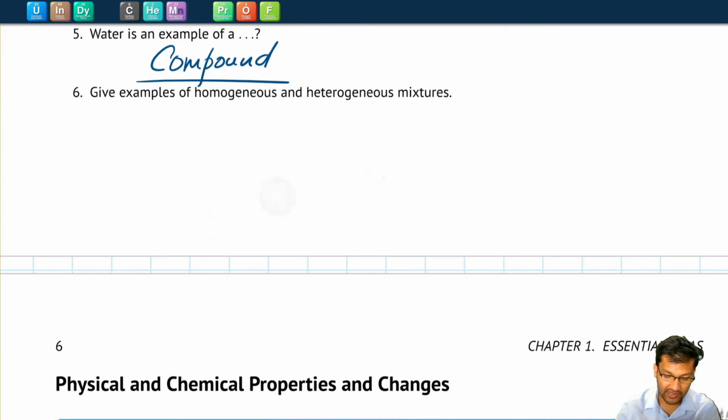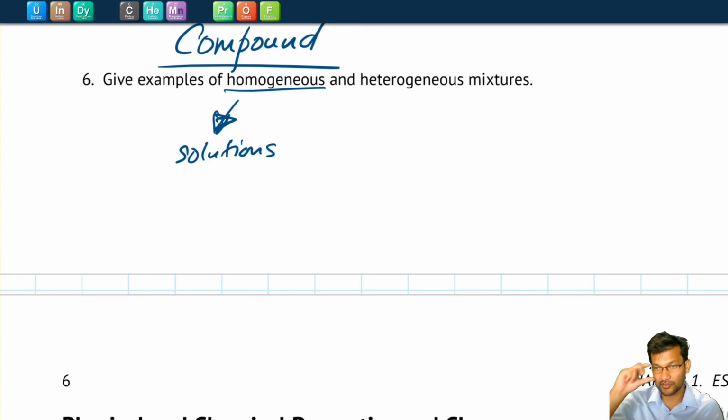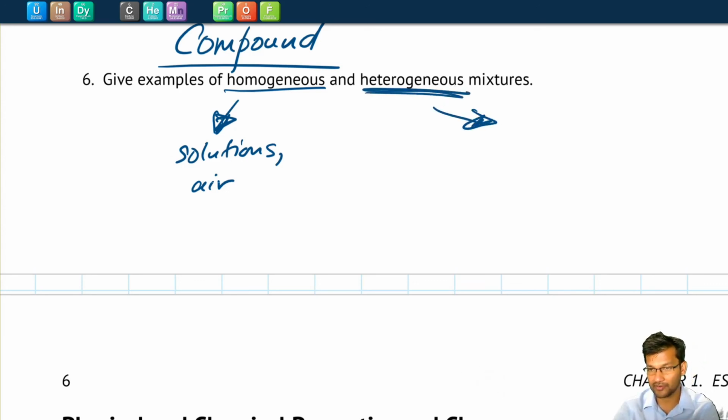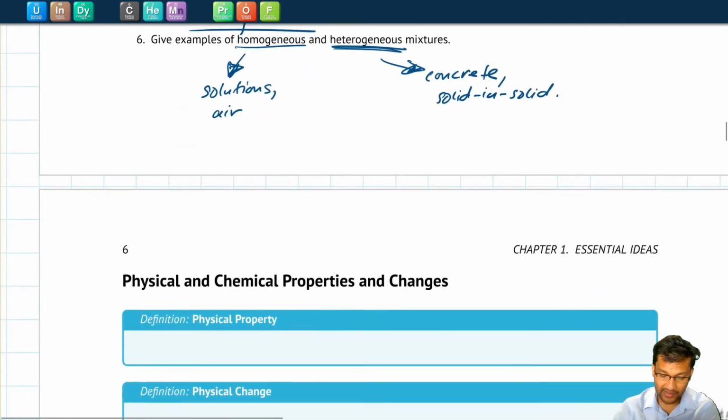And finally, for homogeneous and heterogeneous mixtures, we talked about how homogeneous mixtures are solutions, and so you can think of any number of solutions, salt solutions, sugar solutions. Air is another example of a homogeneous mixture. For the most part, air at the surface of the earth is a mixture that's uniform throughout of mostly nitrogen and oxygen gases. Whereas heterogeneous mixtures are any mixtures of things that are not consistent throughout. I mentioned concrete, but really any solid and solid mixtures would be heterogeneous.